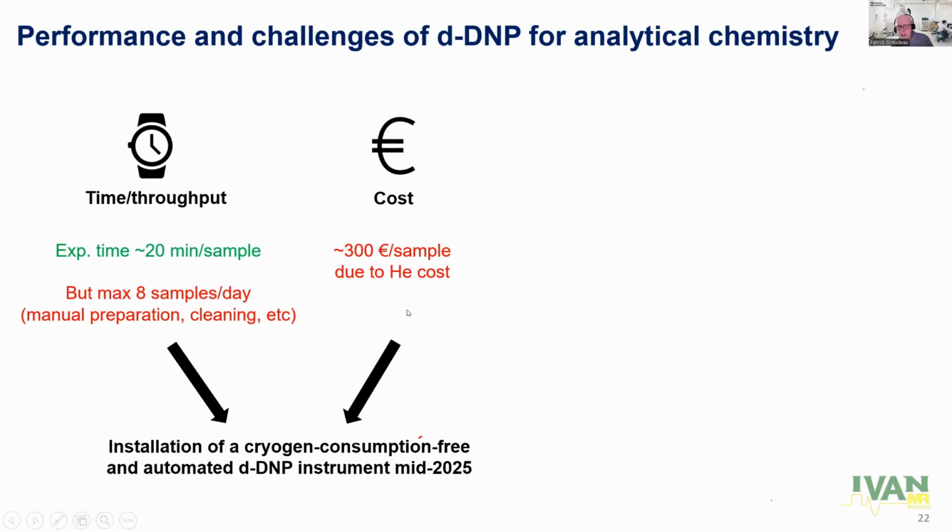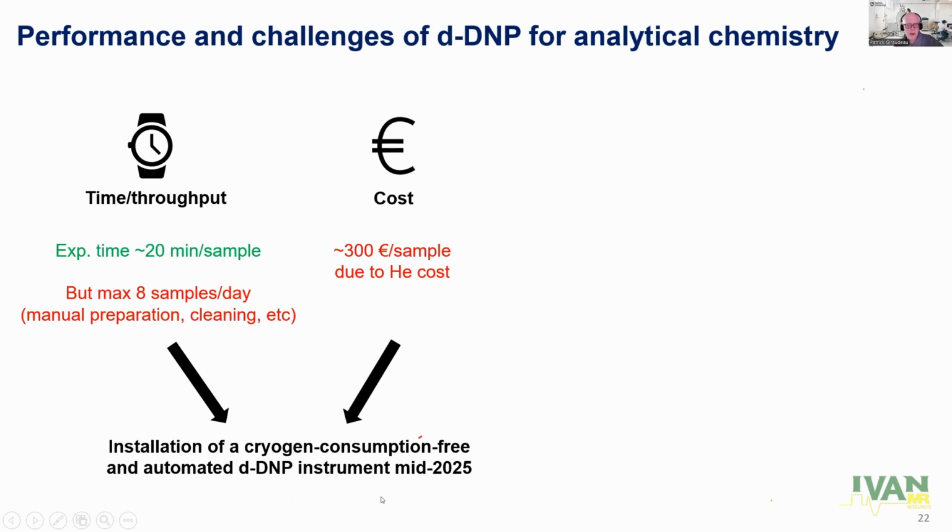These drawbacks are going to be solved, because the very good news is that we removed the prototype that I showed a few months ago. And next summer, it's going to be replaced by a cryogen consumption-free and automated dissolution DNP instrument, which is built by Bruker, that will be delivered in the summer.